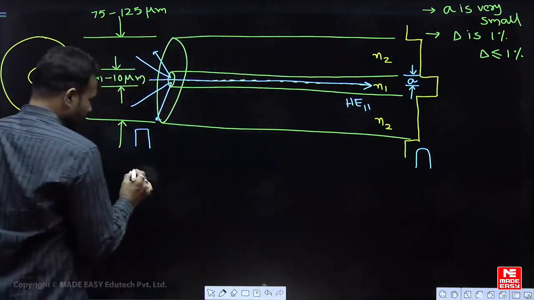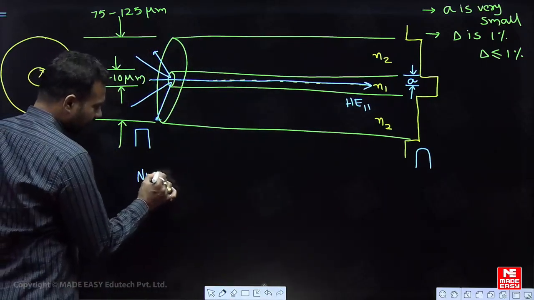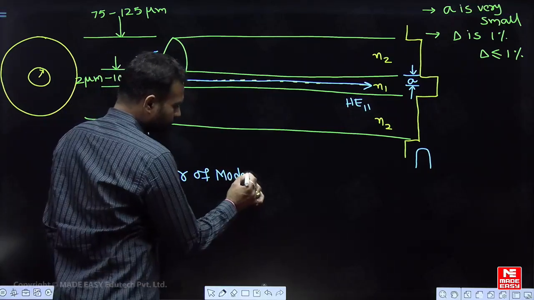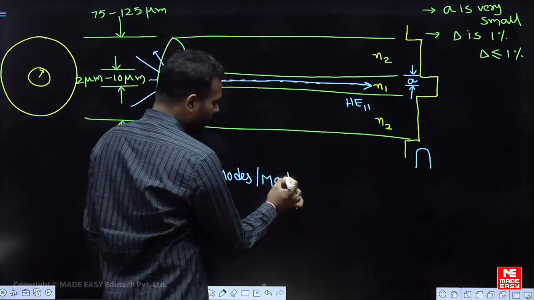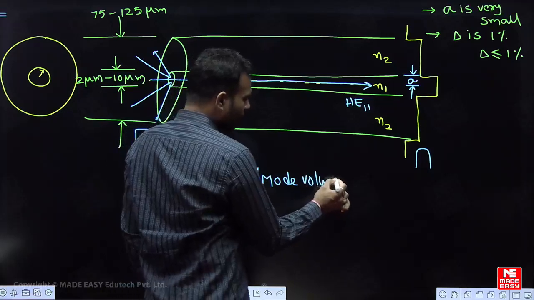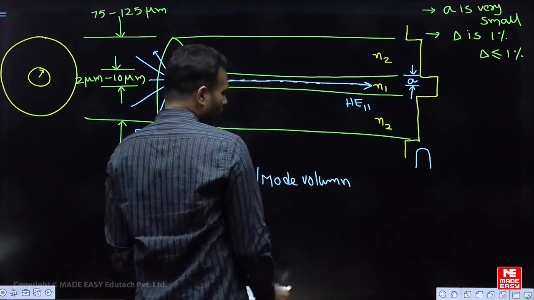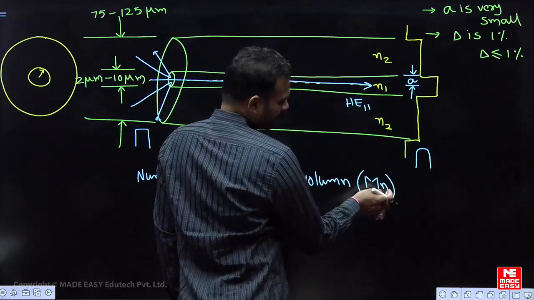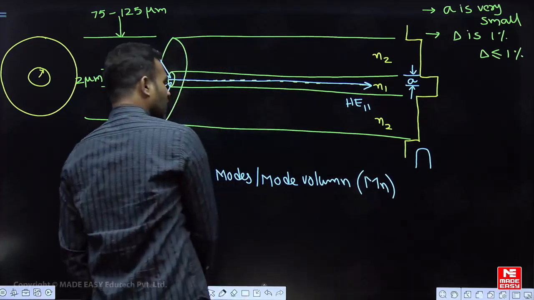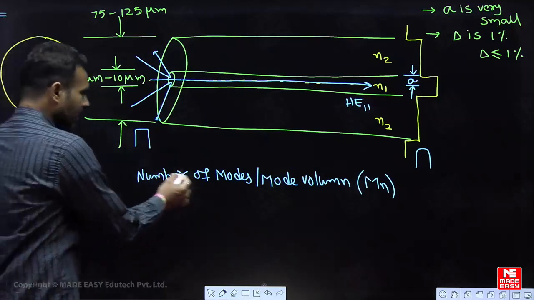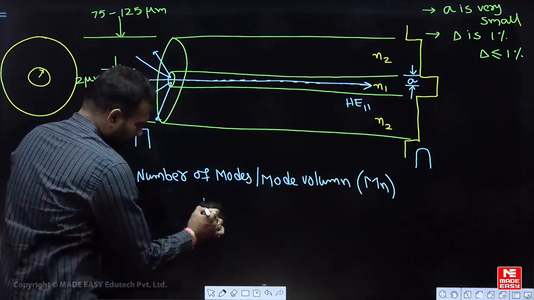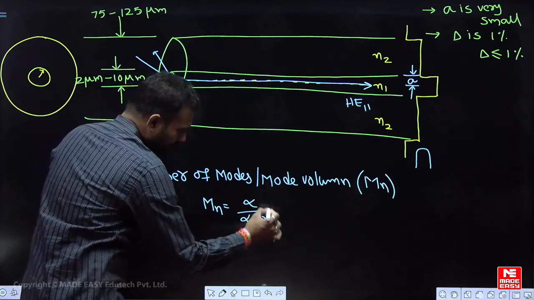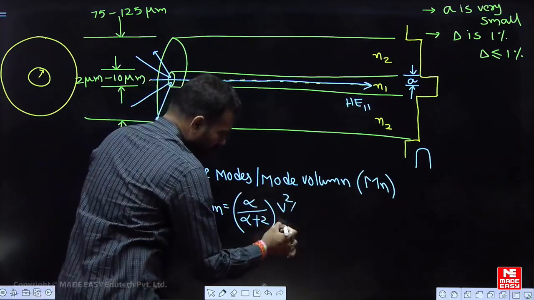See, number of modes. Students, please concentrate. Writing about the number of modes. Your number of modes is also called mode volume, denoted as Mn. N stands for number, capital M stands for modes, number of modes. See, the number of modes we have. The formula is given as Mn is equal to alpha divided by alpha plus 2 into V square by 2.